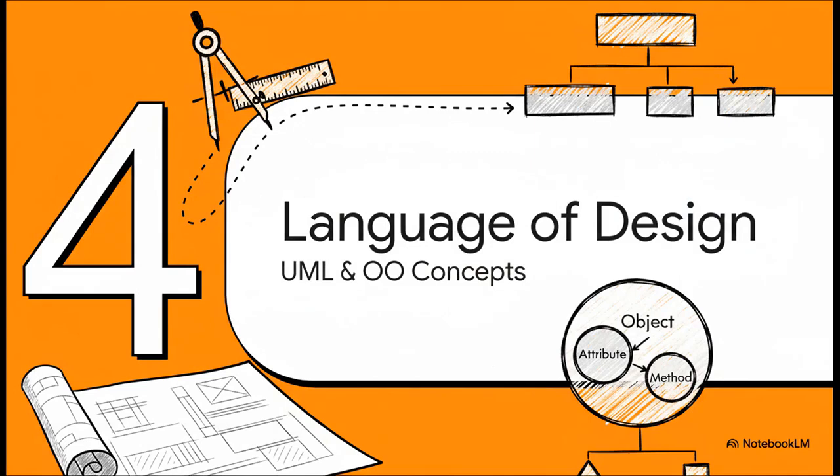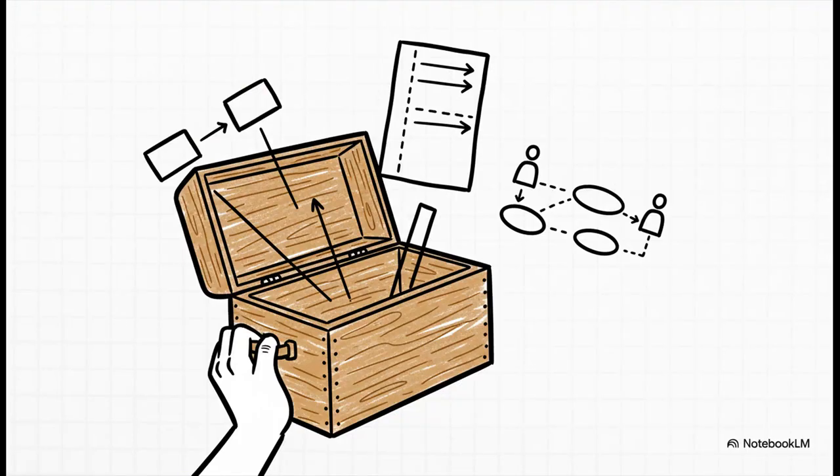Every architect needs a way to draw their blueprints, right? A shared language of symbols and diagrams so everyone's on the same page. In the software world, that language is called UML, and it's built on a few really key ideas. UML is pretty much the industry standard way to draw software blueprints. Before it came along, it was kind of like the Wild West.